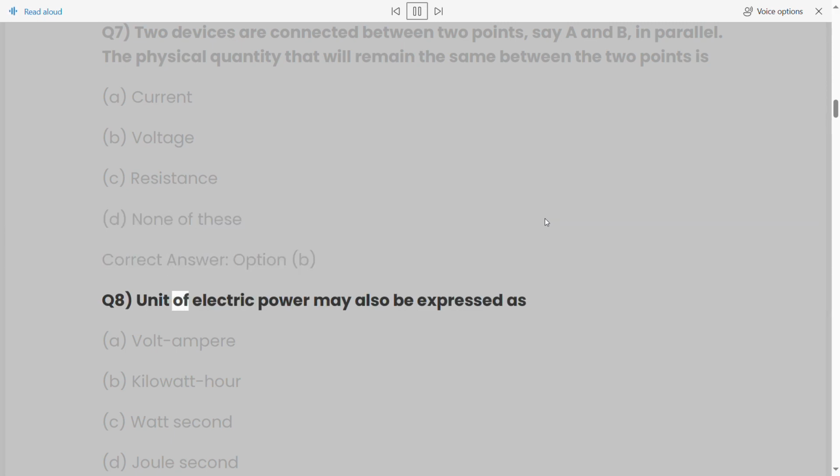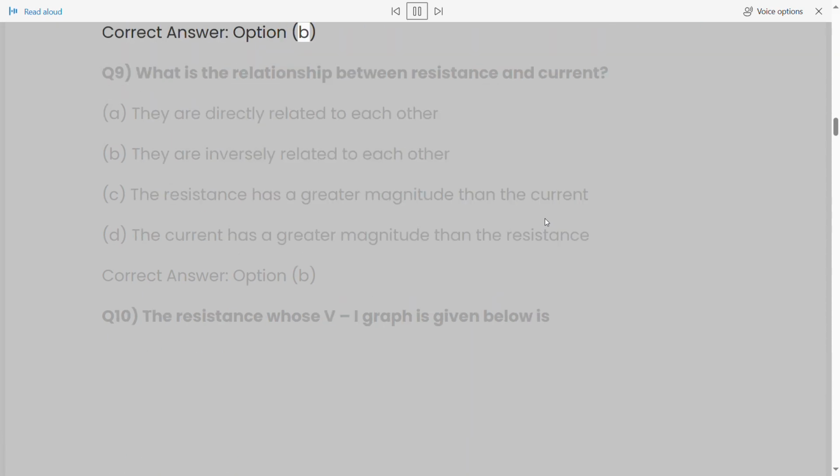Q8. Unit of electric power may also be expressed as A. Voltampere. B. Kilowatt hour. C. Watt second. D. Joule second. Correct answer option B.